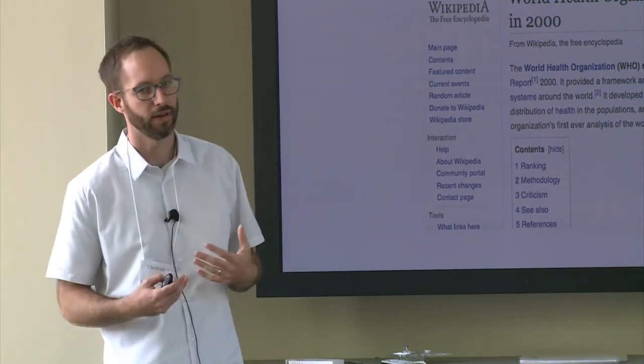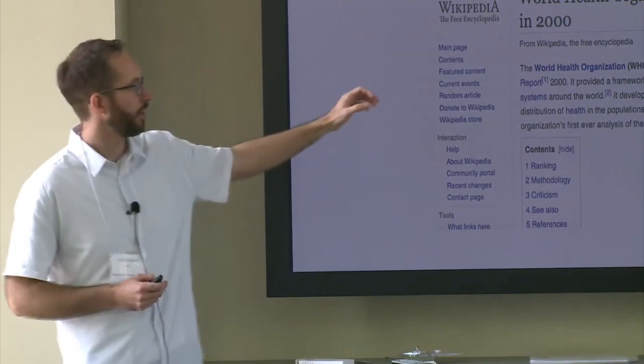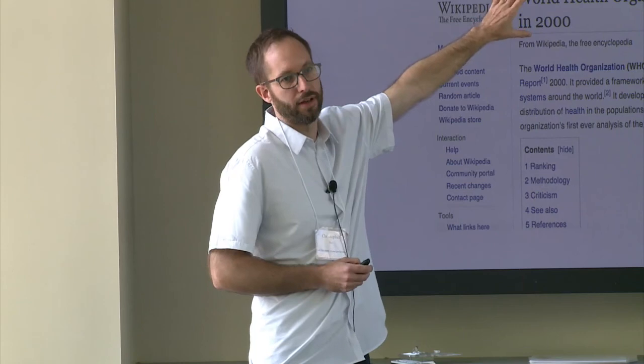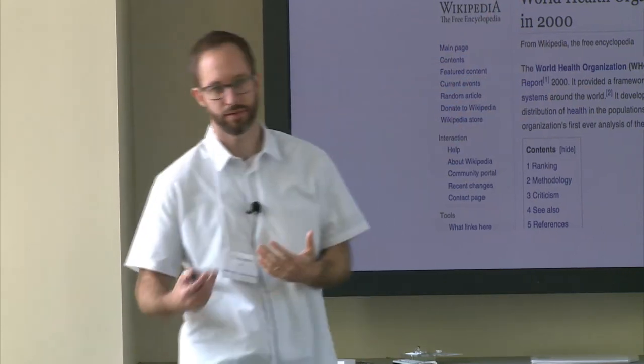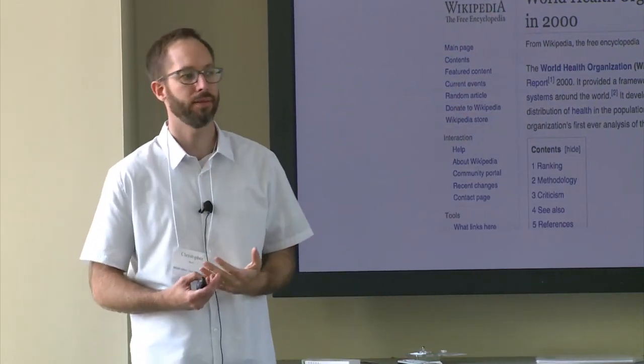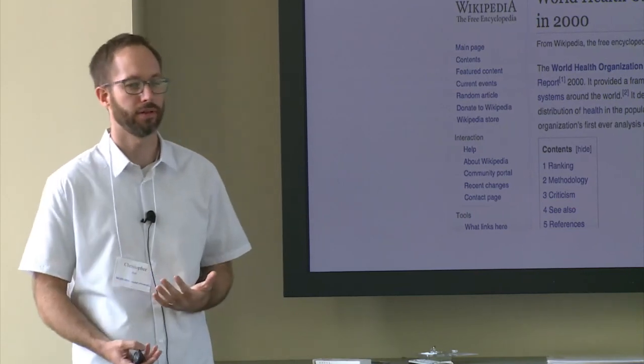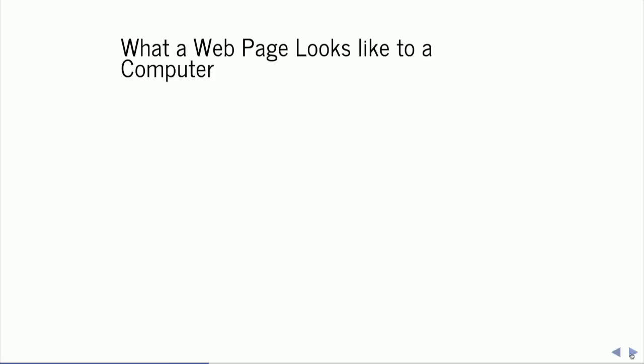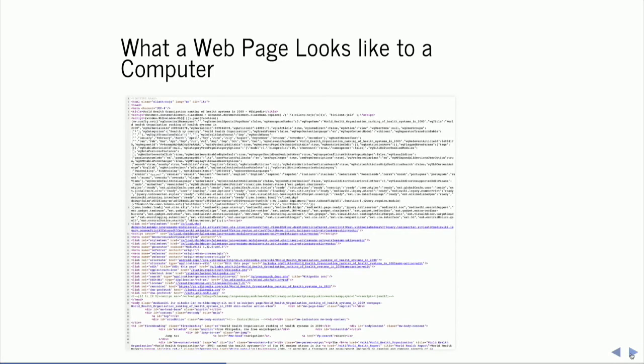There are parts of HTML code that tell the web browser, put this at the top, put it in this font, and make it larger text, for example. And that's typically the type of stuff that we don't want to scrape when we scrape a web page. So what does that stuff look like? I just showed you what it looks like to a human. This is what it looks like to a computer, right? Just nasty, ugly HTML, right?